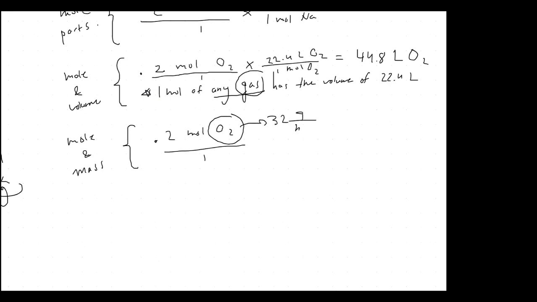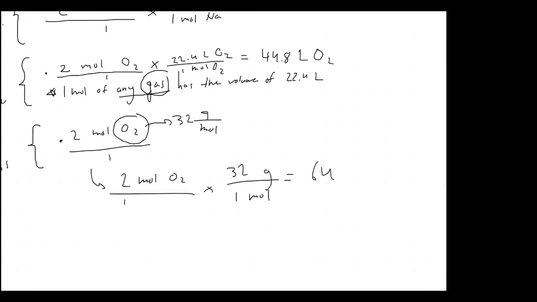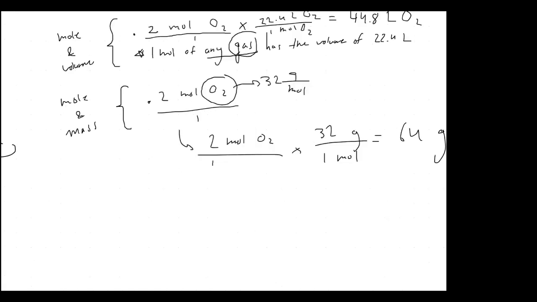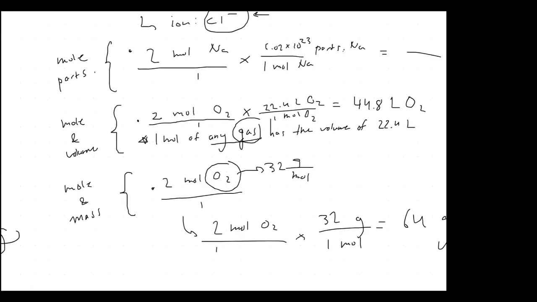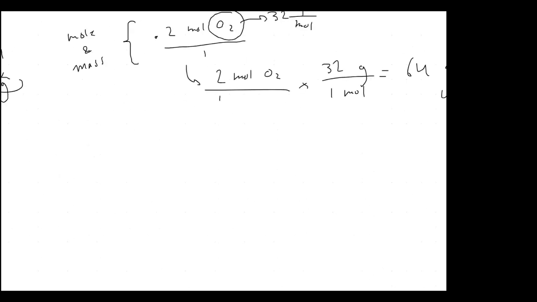So simple dimensional analysis allows us to convert from 2 moles of O2, and we just simply do 1 mole here and 32 grams here to convert to grams, 64 grams of O2. And that is our answer there. So those are the 3 types of mole conversions: moles to particles, moles to volume, and moles to mass. The best way to get familiar with this is practice. So let's do some practice problems.